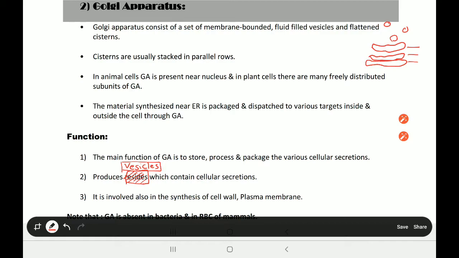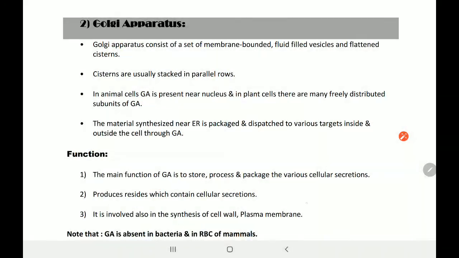The reason you can understand: whatever is synthesized, protein or maybe lipid or cholesterol, is synthesized by the ER, it reaches the Golgi apparatus, and from the Golgi apparatus it is moving to the body. So even the Golgi apparatus is responsible for formation or preparation of membrane, right?